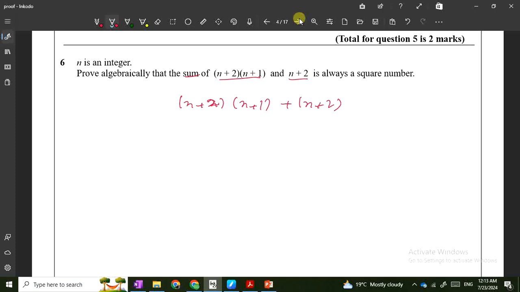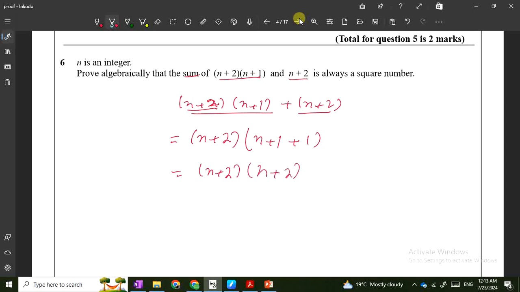So if we take this factor out from the whole, if you consider this as the first term and that one as the second term, n plus 2 is a common factor. If you take n plus 2 out from the first one, we are left with n plus 1, and from the second one, since we take this n plus 2 out, we are left with 1, so it will be n plus 2 times n plus 1 plus 1, which is 2, so n plus 2 again, so the whole thing will be n plus 2 whole square. So again we can see it is a square number.